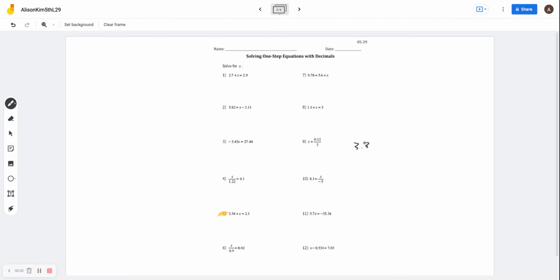3.34 plus x equals 2.1. And we want to solve for x, so we want x to be alone, and the only way to do that would be by getting rid of the 3.34 by subtracting it on both sides, right? Make sure that your decimals are aligned.